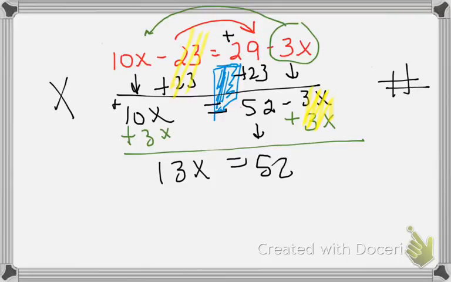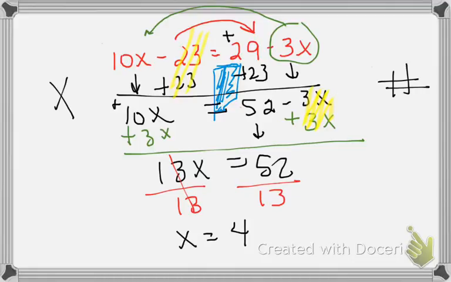My variable's x, it's being multiplied by 13, so the opposite of multiply by 13 is divide both sides by 13. And then this makes x equal 4. Alright, so that's our answer, 4.